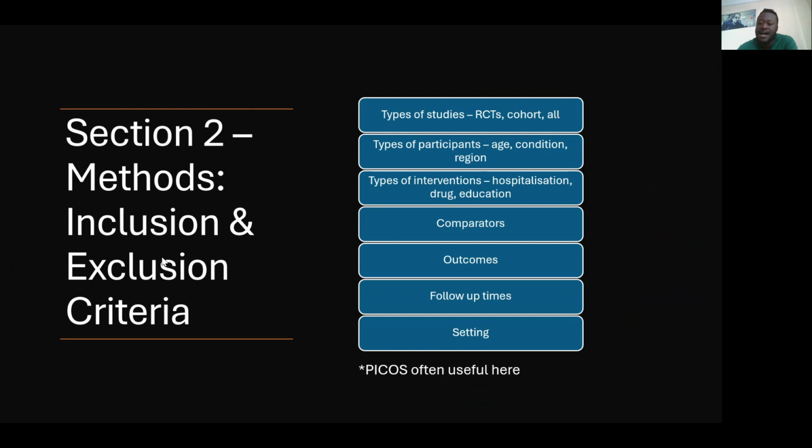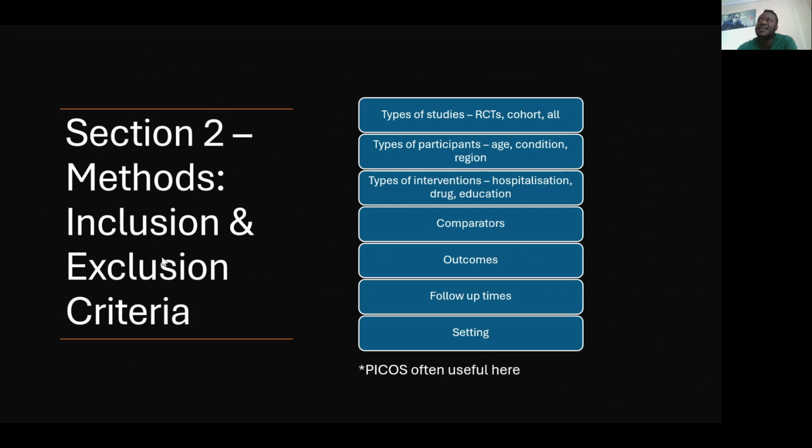Then again, depending on the study you're looking at, in your inclusion criteria, are you looking for specific demographics? Are you looking for people above the age of 45 who have heart failure? Are you looking for people who specifically have COPD? Are you looking for studies that have been published with people specifically in sub-Saharan Africa? Then again, you're looking at the types of interventions that are maybe mentioned in the abstract. Are you looking at hospitalization and the rates of those? Are you looking at the effects of specific pharmacological drugs? Are you looking at other types of interventions, let's say education, physio, and then that links in with the comparator.